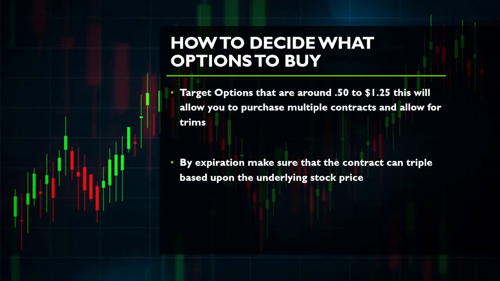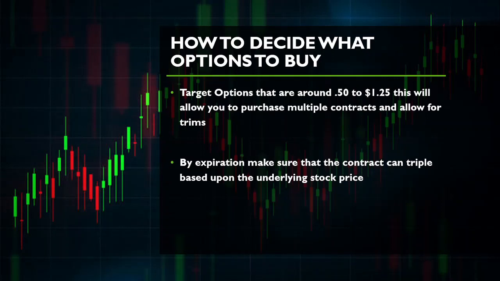So that's good and all, but how do you know what options to buy? What can you buy that's the right price? You don't want to go out there and buy a $10 Tesla call with all your money. You don't want to be buying these huge expensive contracts. You want to be looking for something that's around 50 cents to $1.25, because this allows you to buy multiple contracts so you can do your trims.